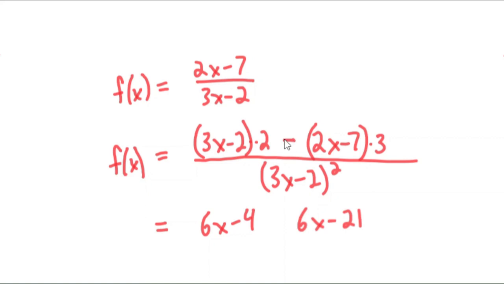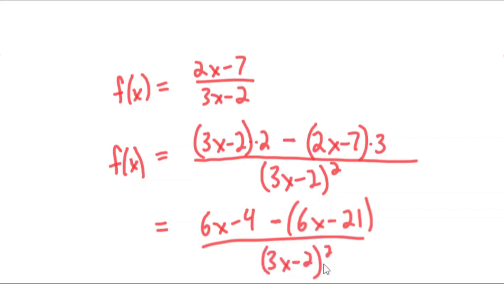Now remember, though, we're subtracting the whole thing. So we should not just put minus here, because we're actually subtracting the whole thing. So it's going to be a minus 6x. The minus also has to apply to the minus 21. So it's really going to end up being a plus 21. Right? These two minuses are going to make it a plus 21. All over, and we'll just leave it as 3x minus 2 squared.